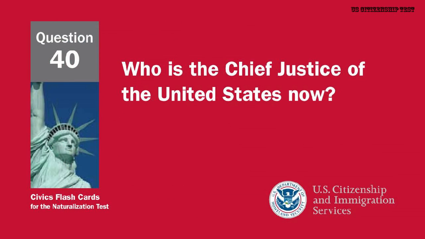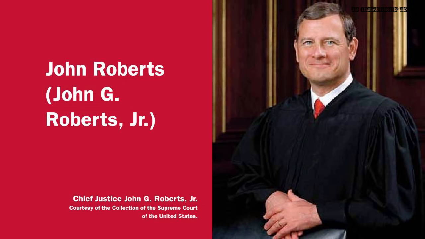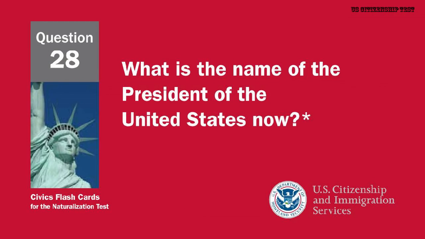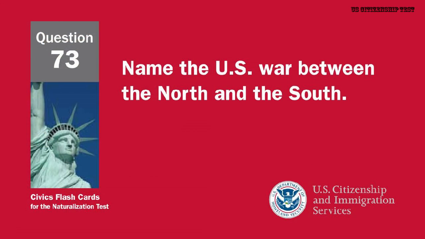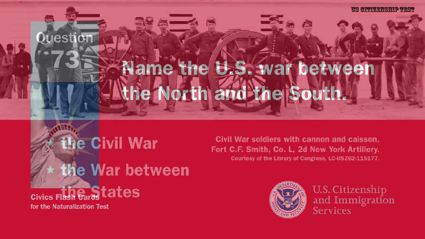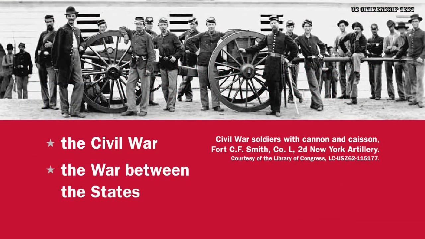Who is the Chief Justice of the United States now? John Roberts. John G. Roberts, Jr. What is the name of the President of the United States now? Donald Trump. Trump. Name the U.S. war between the North and the South. The Civil War. The war between the states.